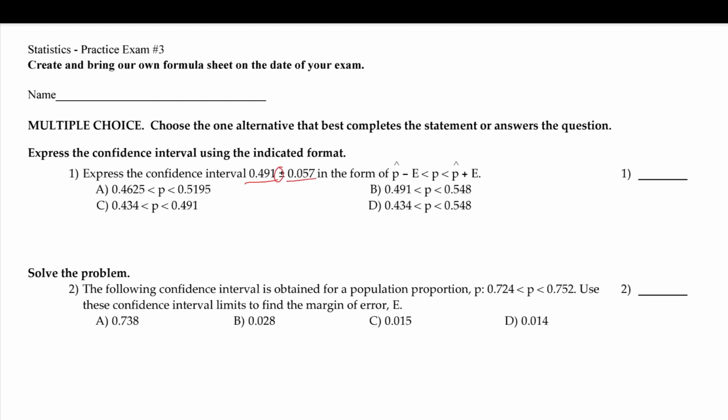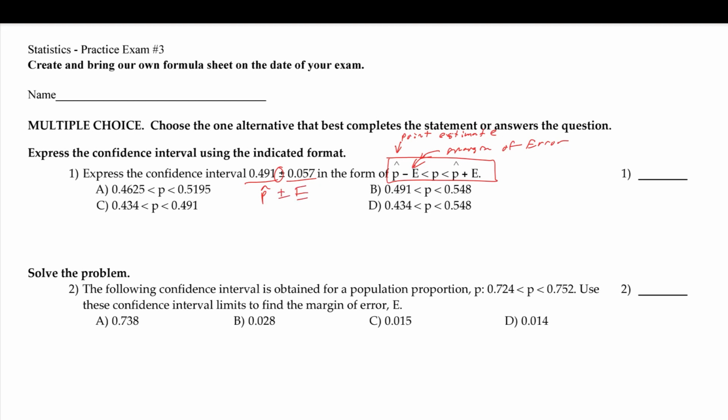Okay. First question is asked to express a confidence interval of 0.491 plus or minus 0.057 in this format. Okay. And we know that this is the point estimate and E is the margin of error. So the other way to express that is you have your point estimate for proportion, which is p hat plus or minus your margin of error.